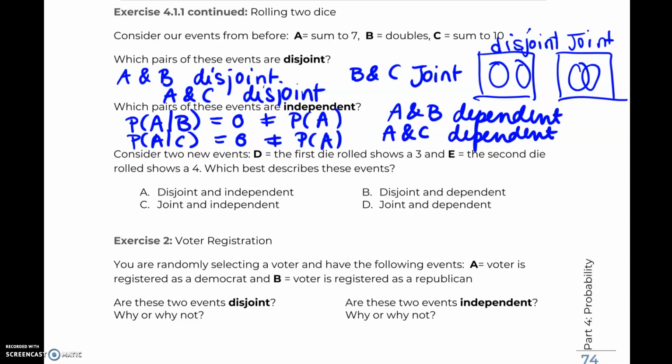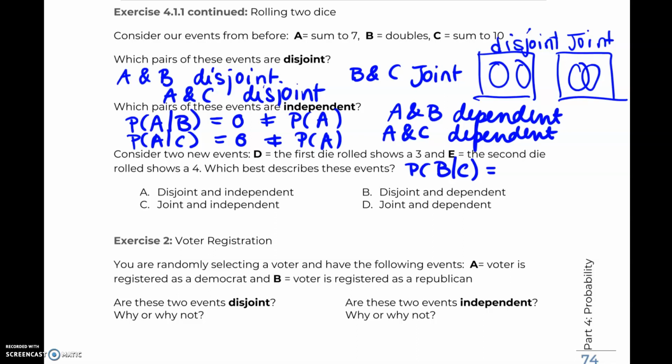Let's check the last one, and we knew that B and C had some overlap, so let's look a little closer at that. So the probability of B given C, so we already know that the sum is 10, and therefore we want to know what's the probability that we have doubles.